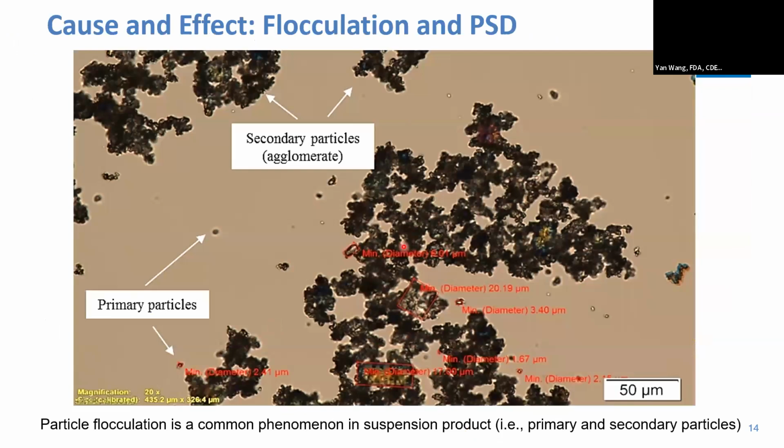This slide shows you the optical image of this formulation, and you could see there are what we'll call primary particles that are very fine small particles, while you also have secondary particles as agglomerates. Particle flocculation is a common phenomenon in suspension products. Although we know for newer generations, this is a key formulation consideration and a choice for a company to decide if they purposely make the formulation a flocculated system, or they could use other combinations of stabilizer to avoid it.